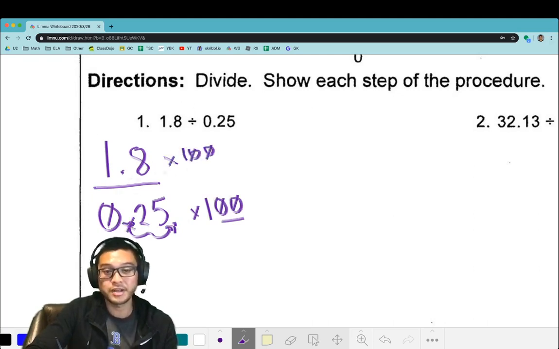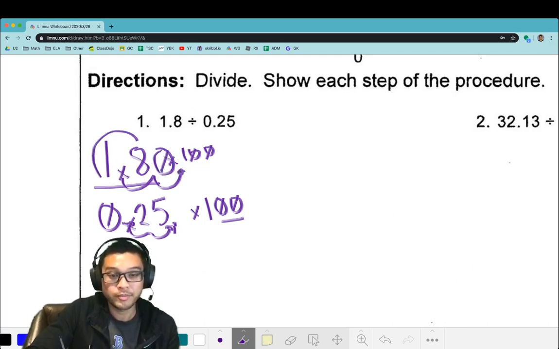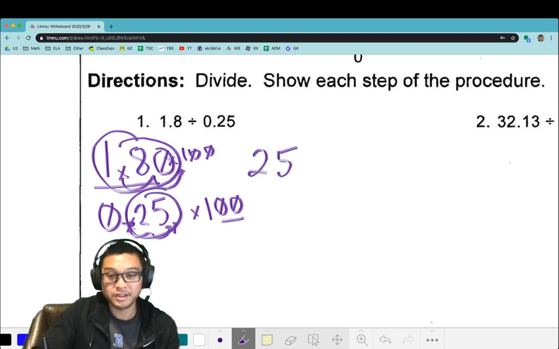Now here's where you guys might get a little bit tricked or confused, okay? We're going to move this decimal point 2 times over, but you might notice there's only one number here. Well, don't be afraid. You can keep sliding, okay? One more over, and hopefully you guys remember, we fill in this gap with a 0. Okay, so on the top we have 180, and on the bottom we have 25. All right. So when you divide this, it's going to look like this.